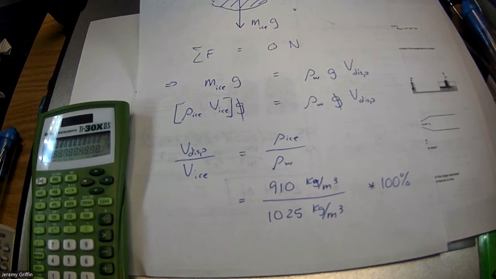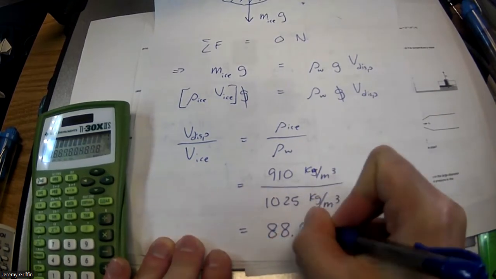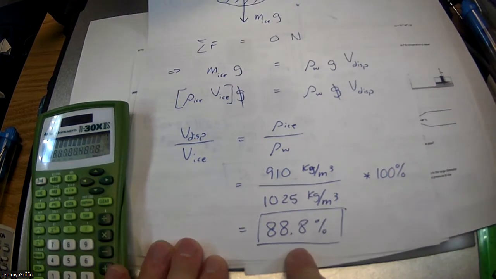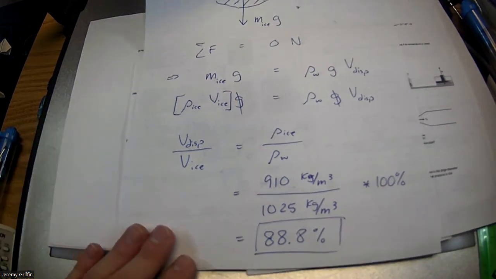And then times 100%. Yeah, I'm looking at 88.8% of my iceberg being submerged. So the other 11.2% would be above water. There you go.